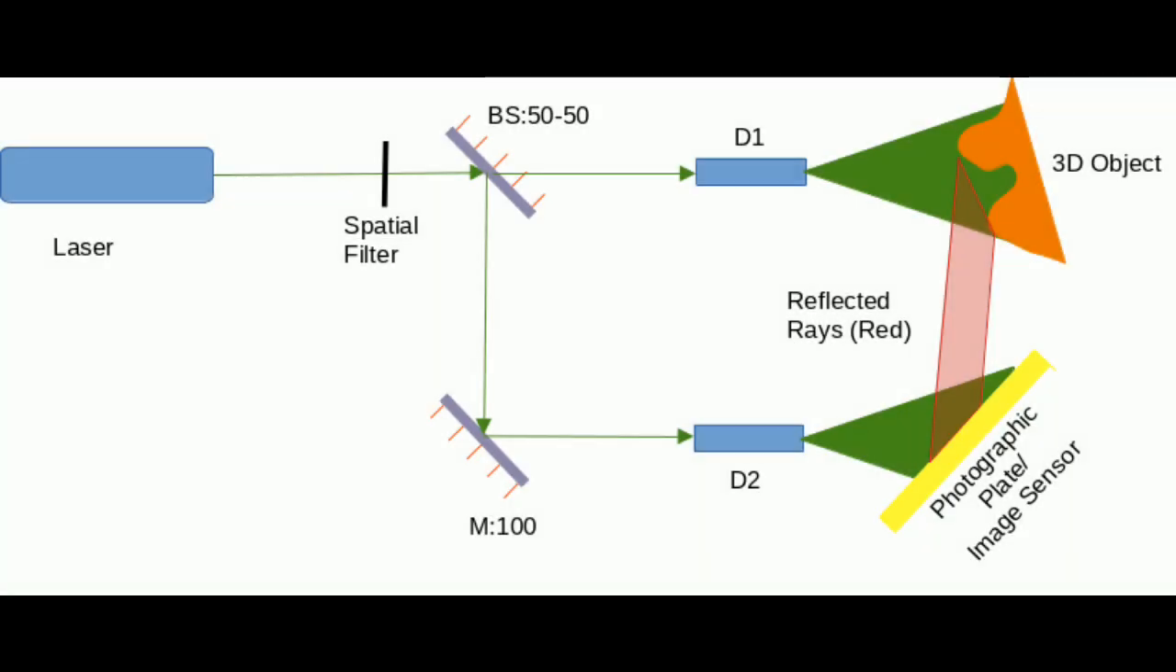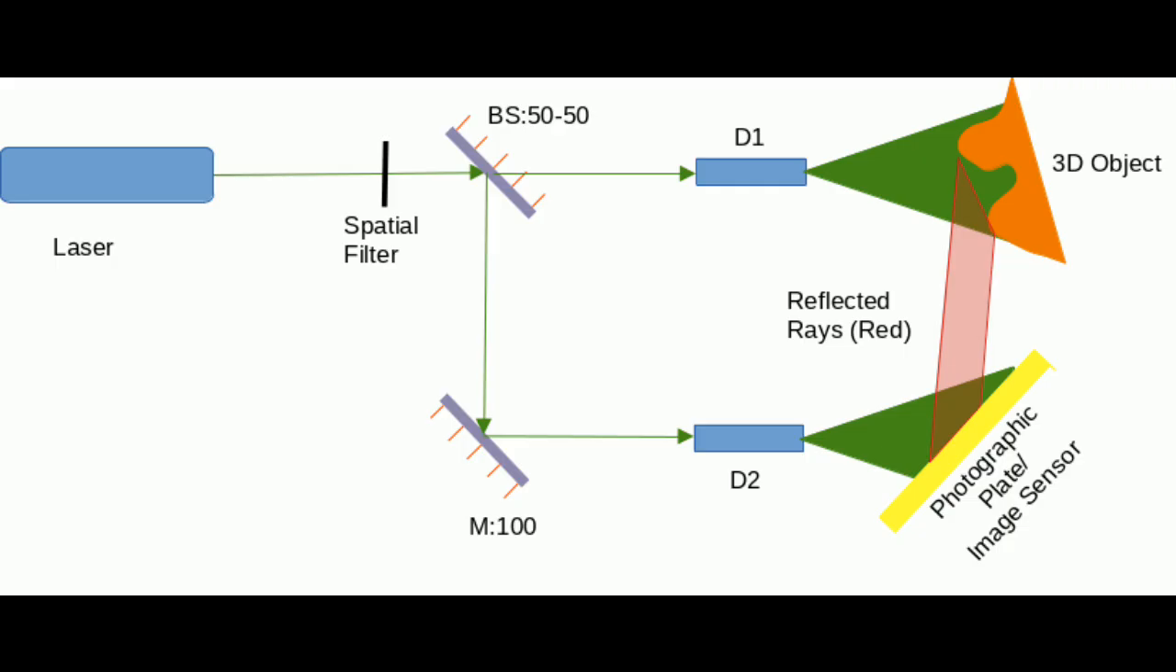The complete and final setup can now be seen. You will note that there is an addition of a red light path. This is the signal reflected from the object towards the photographic plate.